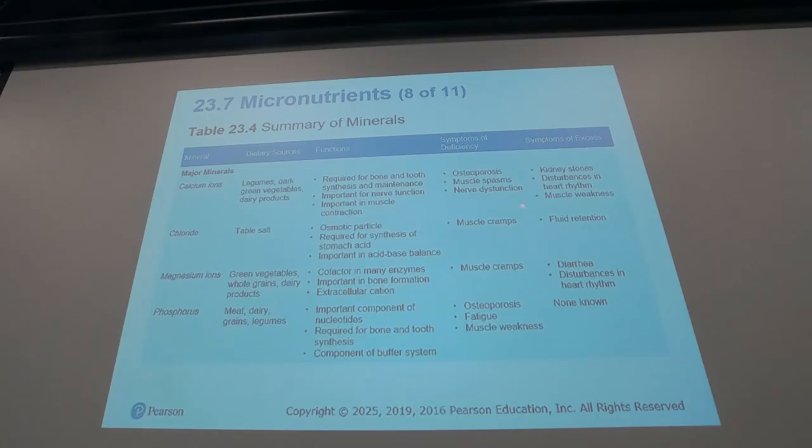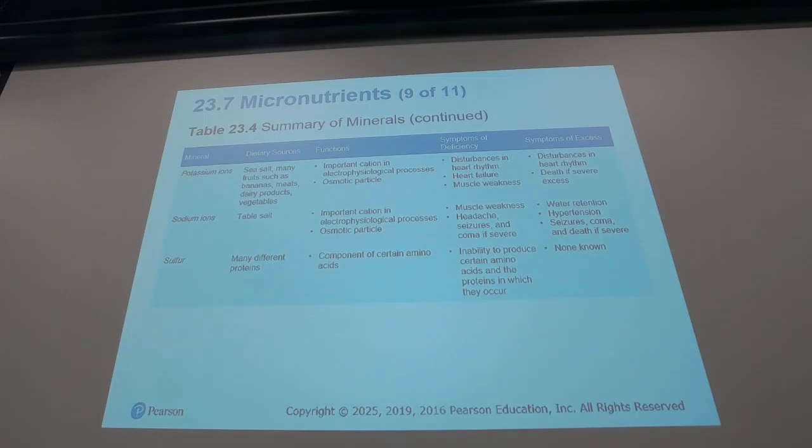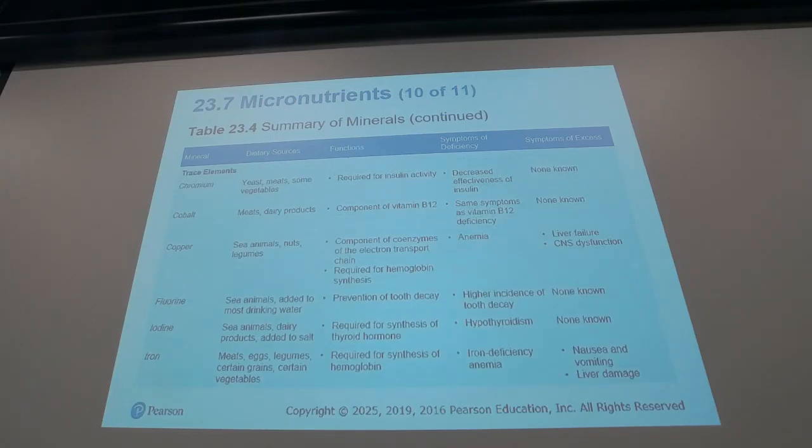Lack of chloride leads to muscle cramps, just like magnesium, also potassium leads to muscle cramps, and excess leads to fluid retention. Now, potassium not only leads to muscle cramps with deficiency, but also problems with heart rhythm, heart failure, muscle weakness, and excess can lead to death. Calcium chloride, for instance.